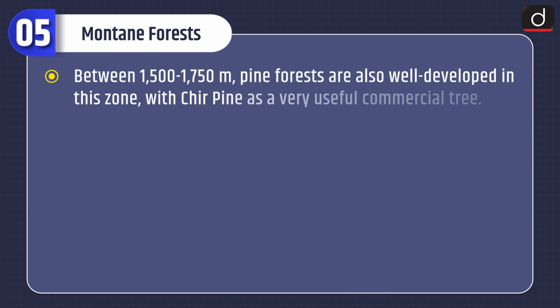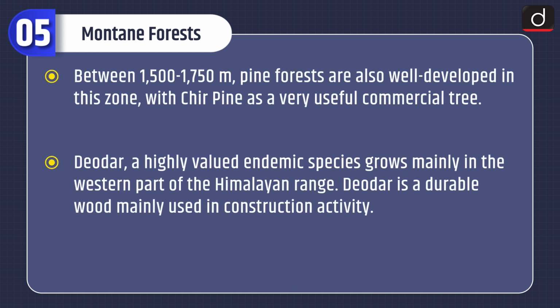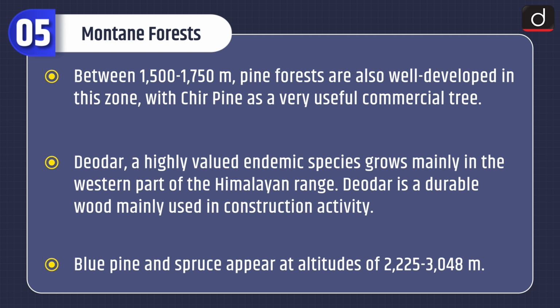Between 1500 to 1750 meter, pine forests are also well developed in this zone, with chir pine as a very useful commercial tree. Deodar, a highly valued endemic species, grows mainly in the western part of the Himalayan range. Deodar is a durable wood mainly used in construction activity. Blue pine and spruce appear at altitudes of 2225 to 3048 meter.